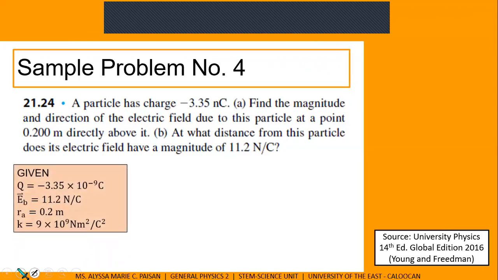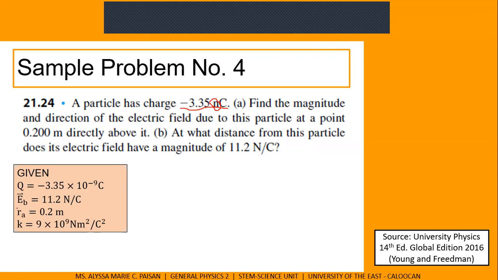Meron tayong charge. Particle has a charge of this. So, paano ko siya na-determine as the point charge or source charge? Because of the nano. So, malaking charge ito times 10 raised to negative 9, no?